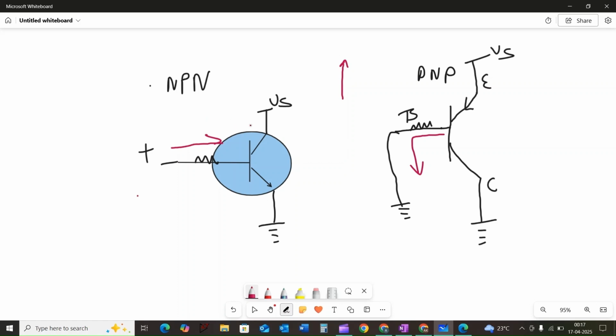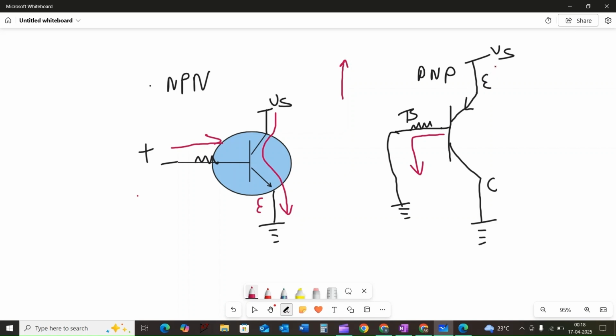In an NPN transistor, the collector current flows towards the transistor in this way, and the emitter current flows away from the transistor in the direction of the emitter arrow. For a PNP transistor, the current flows from positive potential to the ground.